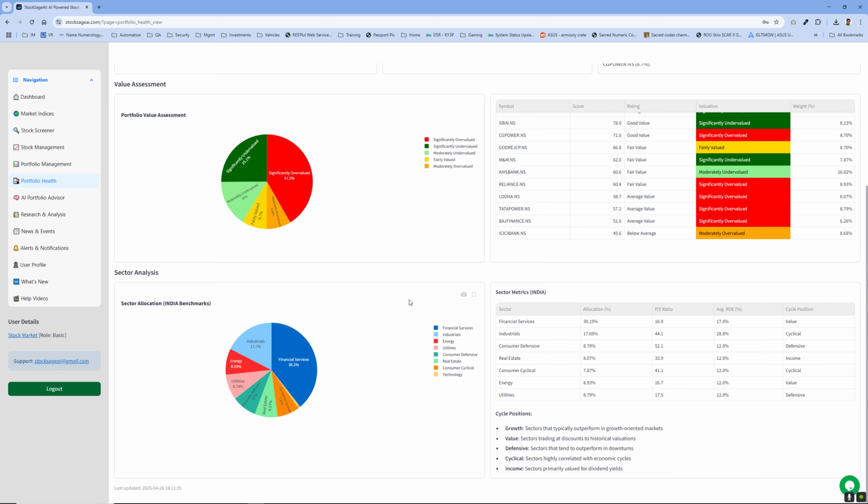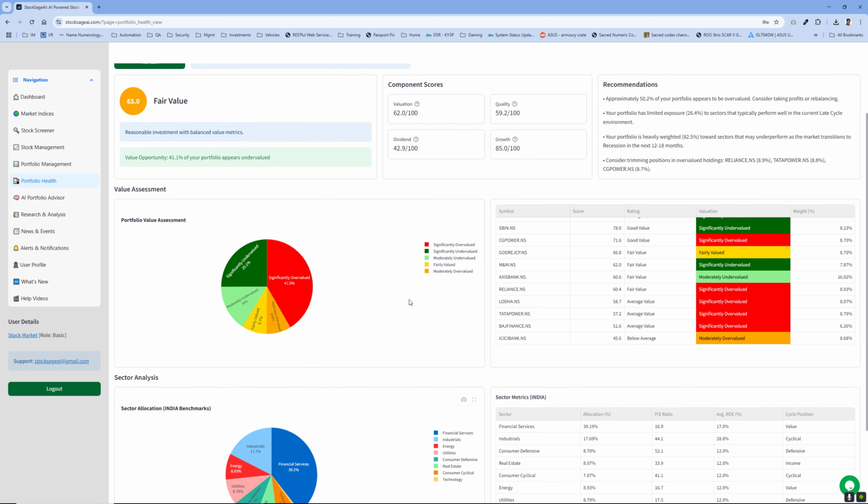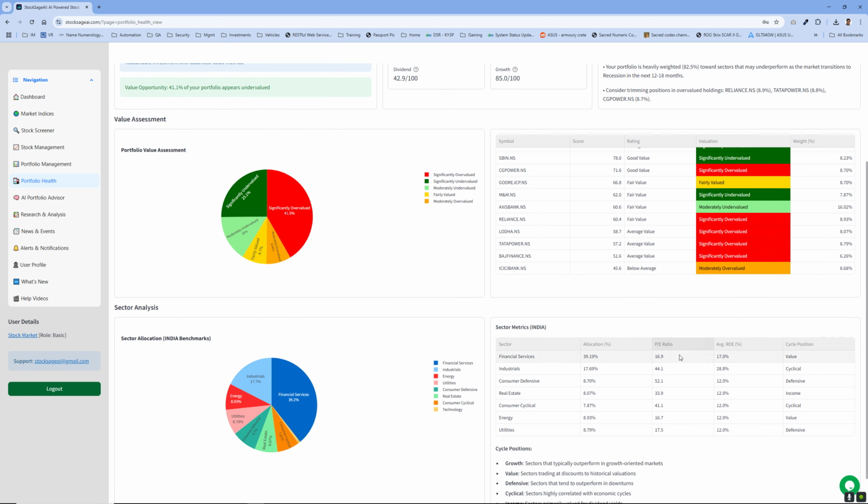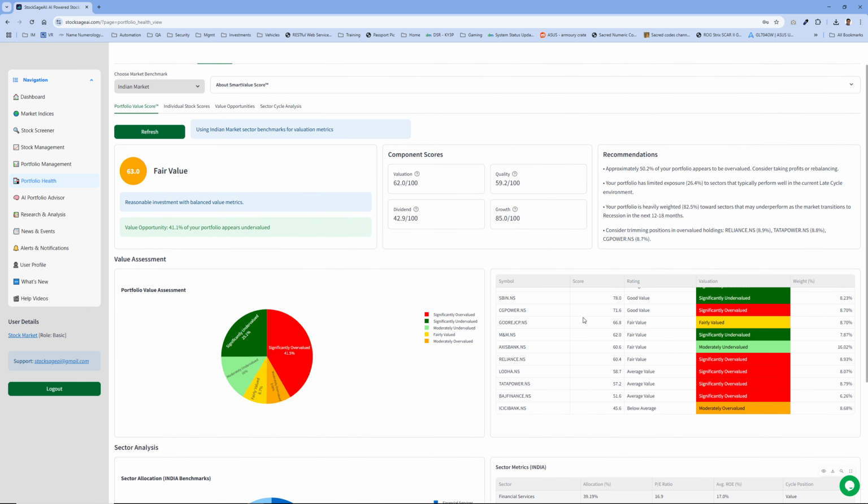We also have a sectoral analysis from an overall benchmark perspective in terms of the stocks we have today. How is the PE ratio, average return on investment, and the cycle position at this point of time for that sector.